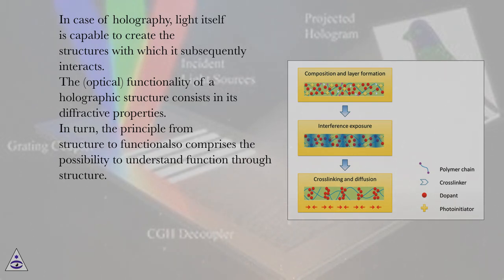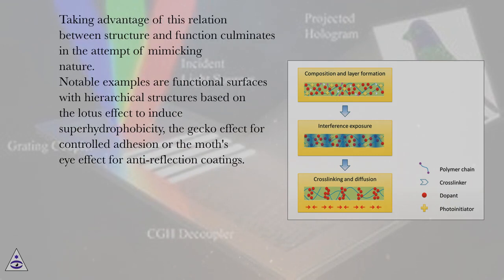In turn, the principle from structure to function also comprises the possibility to understand function through structure. Taking advantage of this relation between structure and function culminates in the attempt of mimicking nature. Notable examples are functional surfaces with hierarchical structures based on the lotus effect to induce superhydrophobicity, the gecko effect for controlled adhesion, or the moth's eye effect for anti-reflection coatings.